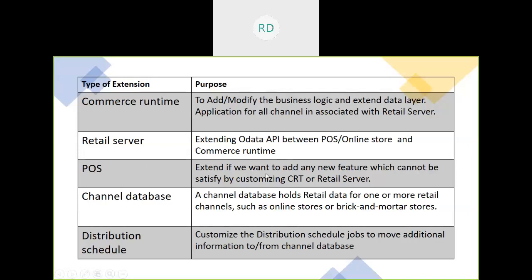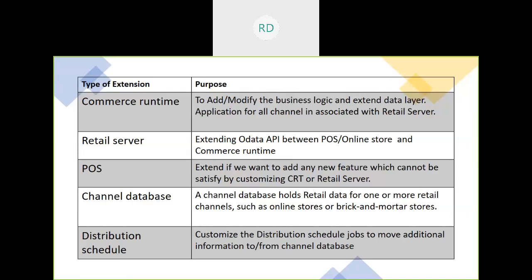POS, as I said, is extended if you want to add any new feature, or in an existing feature you want to add some trigger, some handler, or modify some functionality. For that purpose we will be customizing the point of sale, that is POS. The channel database, like the store database we can see, we can customize by creating a new table, or by adding new fields to an existing table. We can add stored procedures and functions like this.